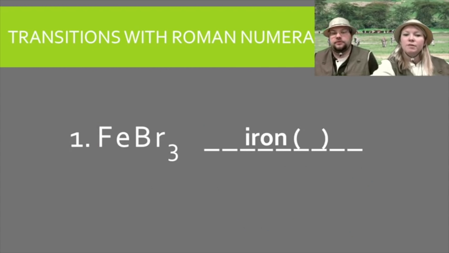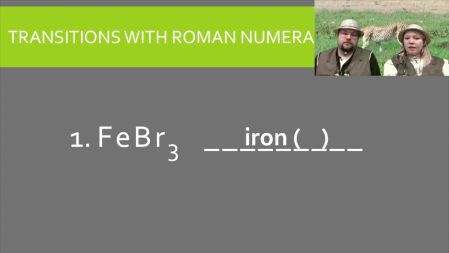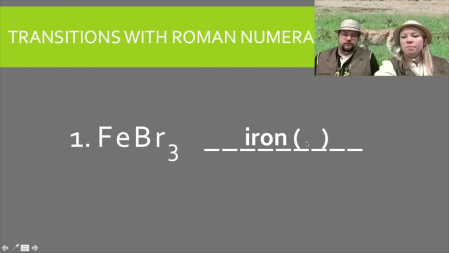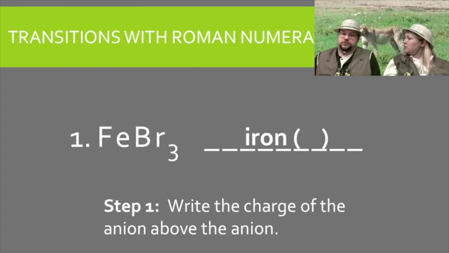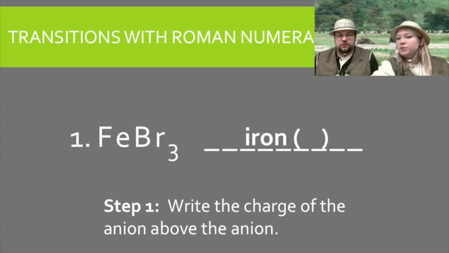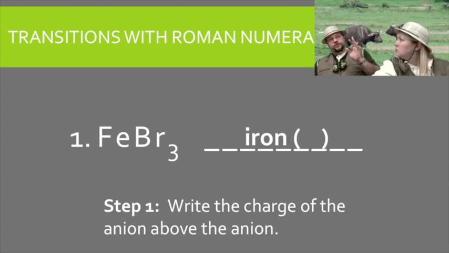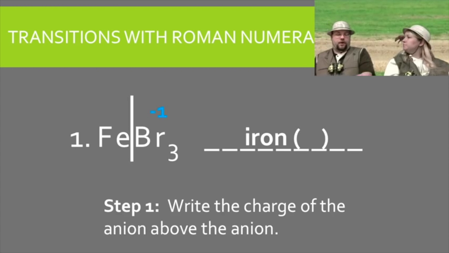We talked already that iron was the first one, but we're going to figure out what goes in the parentheses. First step is we're going to write the charge of the anion above the anion, because anions always have the same charge. Br is in the 17th column, which is always -1, so it's going to have a -1 charge. That's step 1.